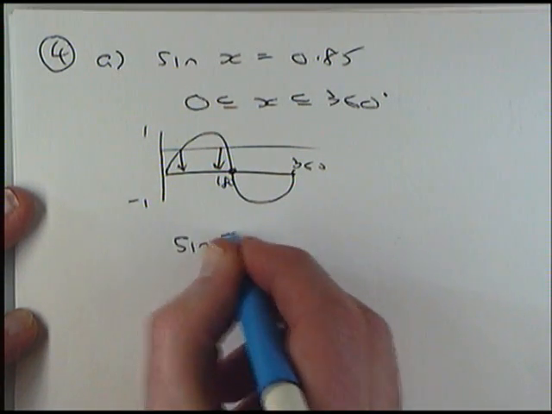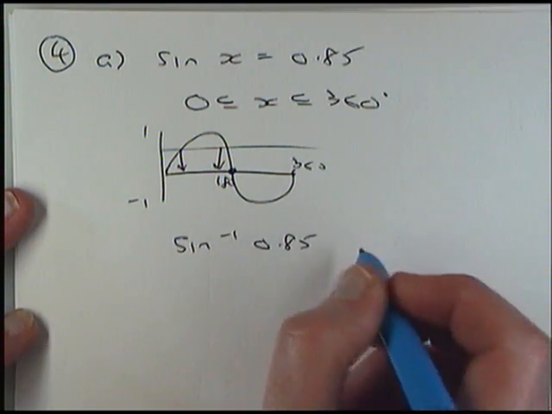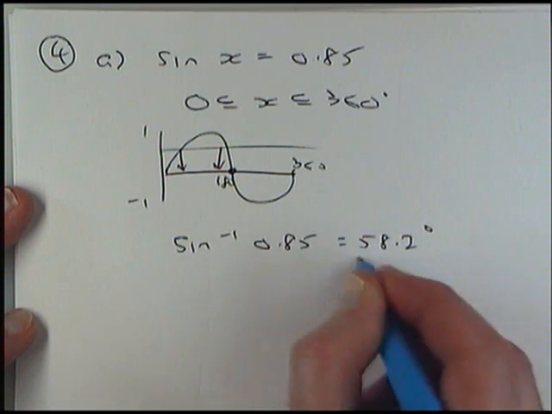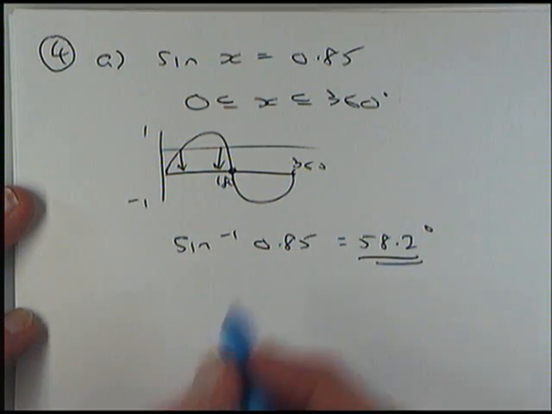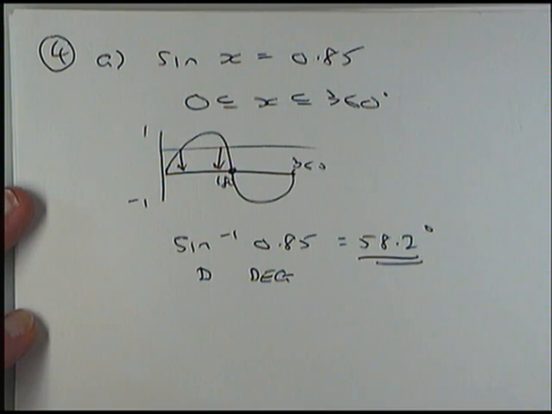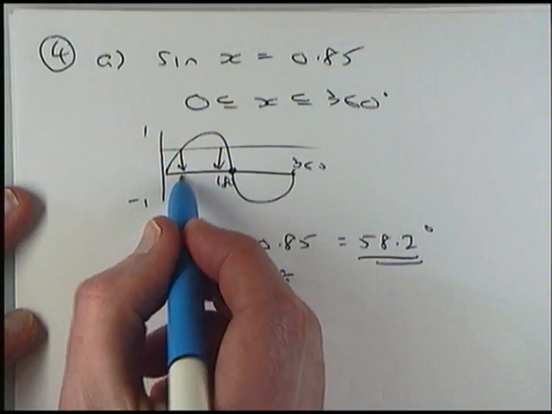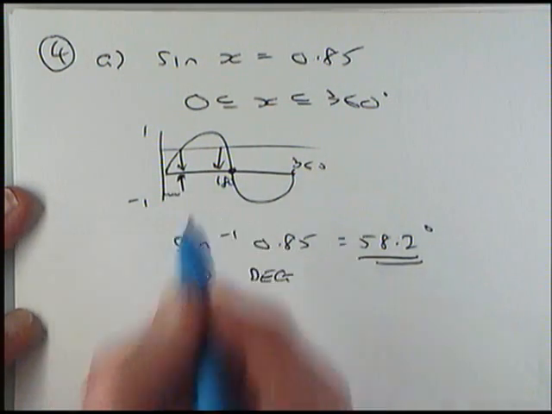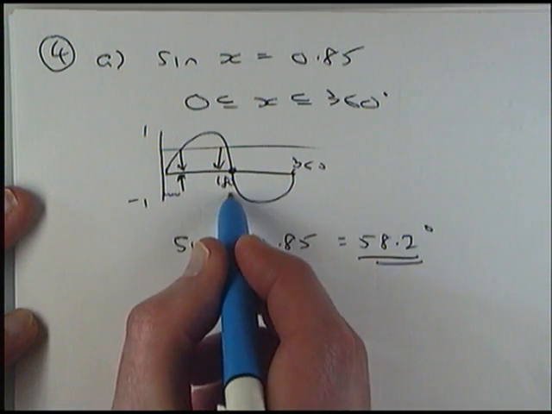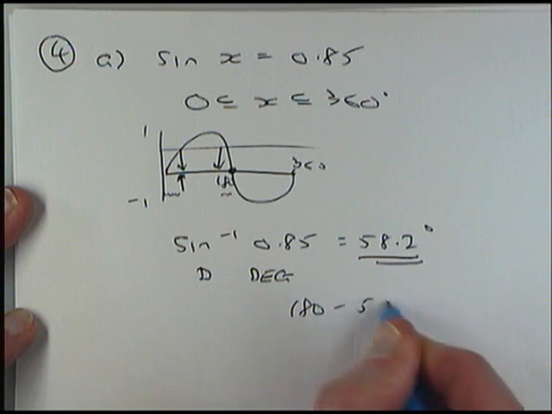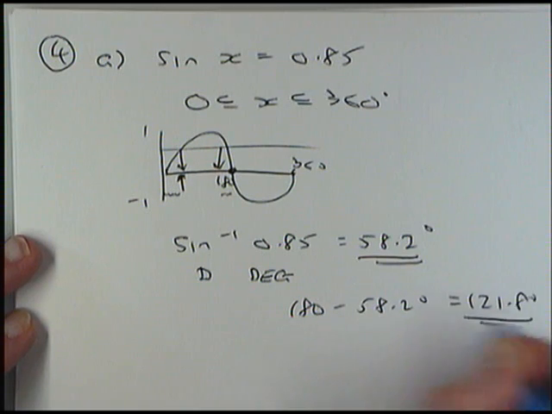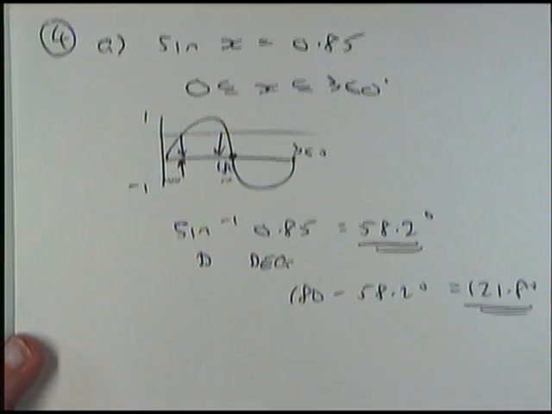If you shift sin, or do sin to the minus 1, however you want to think of it, on the calculator, your calculator should give you 58.2 degrees. If it doesn't, your calculator is in the wrong mode. Your calculator screen needs to have either a D or a deg on it. So that's the first angle here. This distance there is 58.2, so the other solution here will be 180 take away 58.2 degrees, and that's 121.8. Those are the two answers for part A.